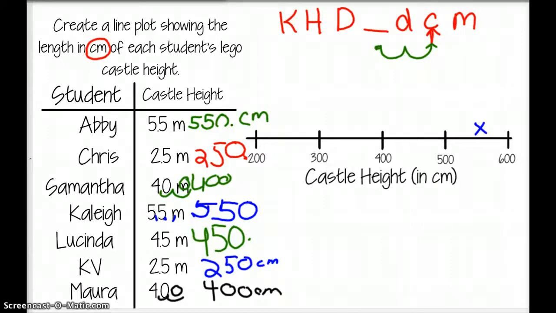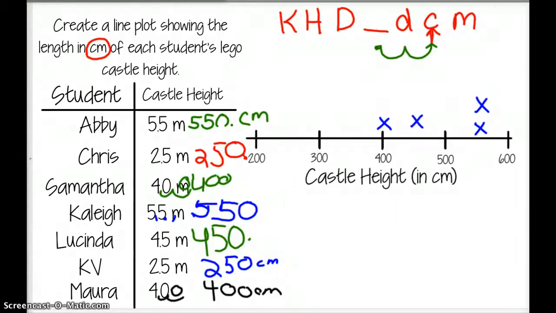Chris, where is yours going to go? Oh, Chris went to that one. We'll come right back to him. Samantha, where's yours going to go? Above the 400. Perfect. Kaylee, where is yours going to go? Above Abby's. Yeah, good. Halfway between 500 and 600. Lucinda, where's yours going to go? In between 400 and 500.